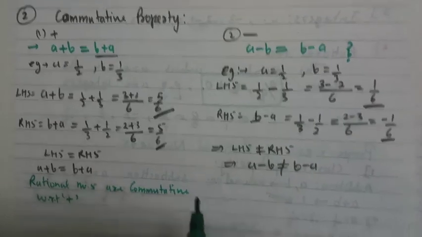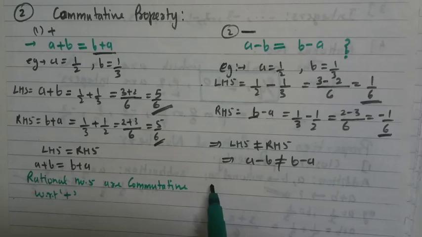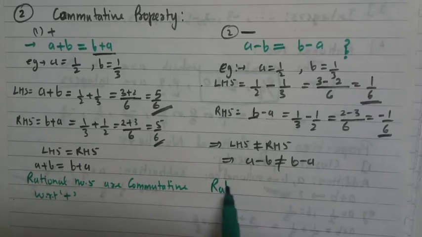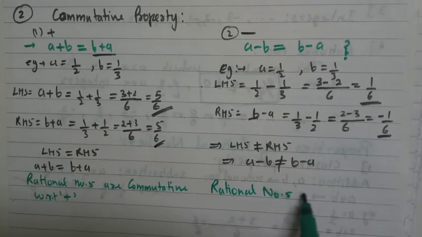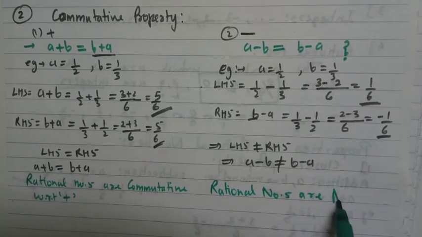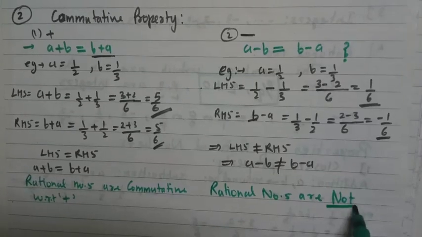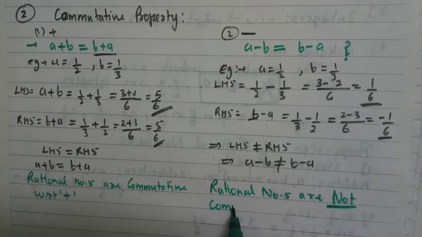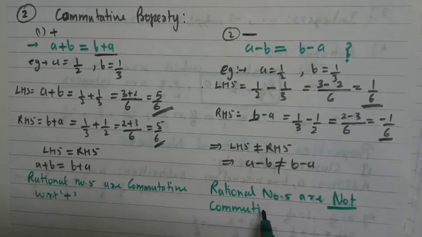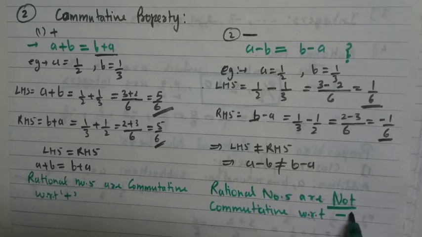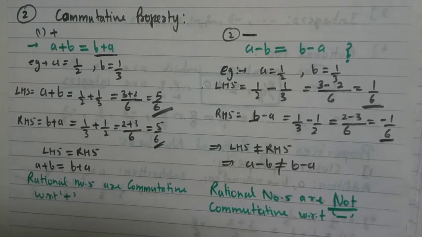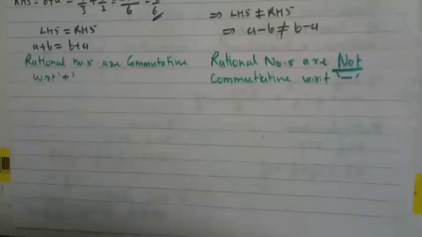So what do I conclude from here? Rational numbers are not commutative with respect to subtraction. They are not commutative. Okay, hope you have understood this.